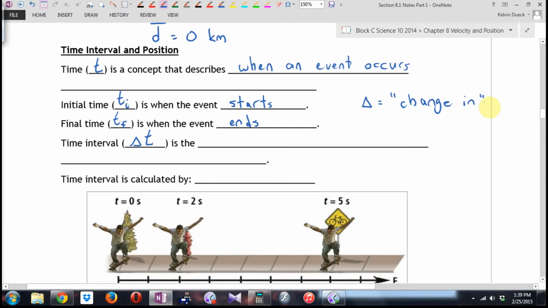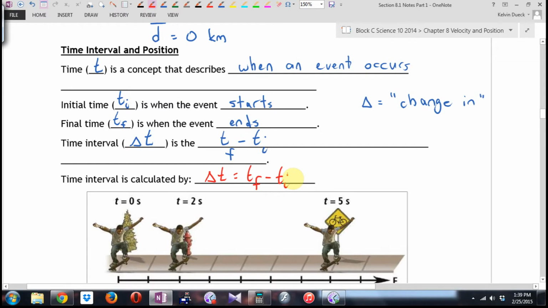Rather than give you an English definition, I think a mathematical equation is worth 1,000 words. All delta t is this: final minus initial. In fact, on the next line where it says time interval is calculated by, delta t equals tf minus ti.